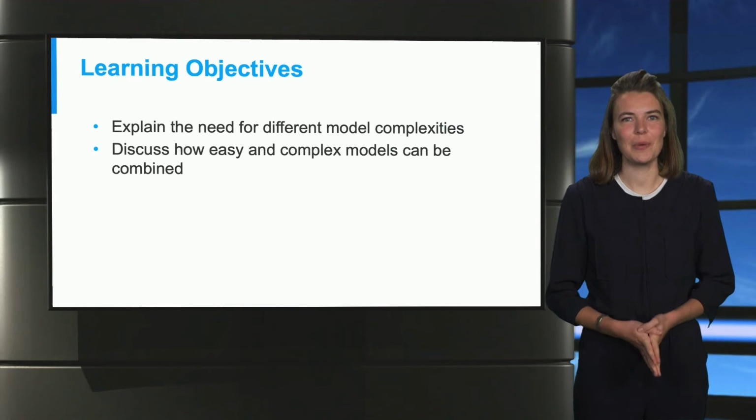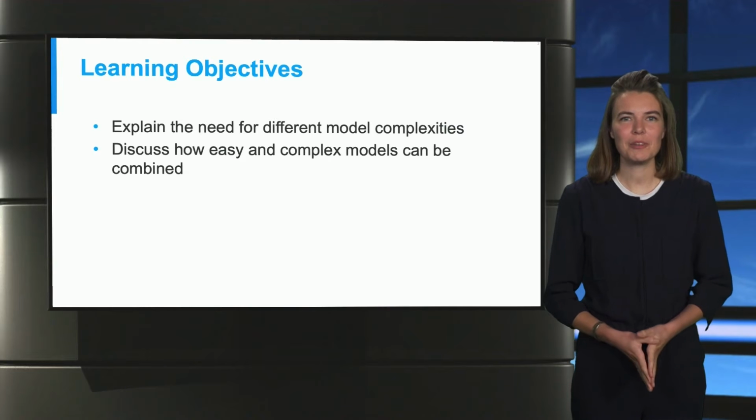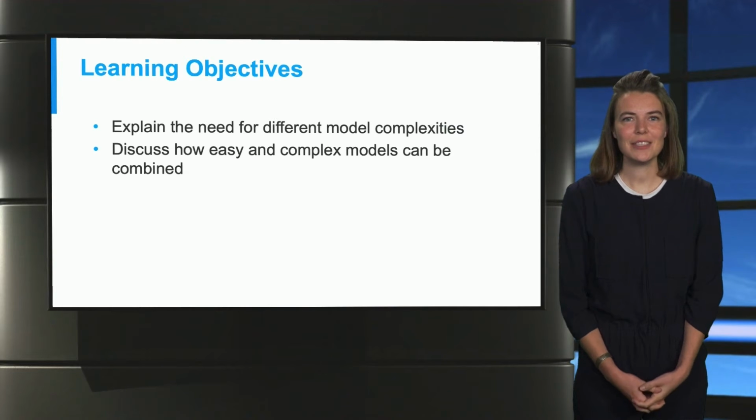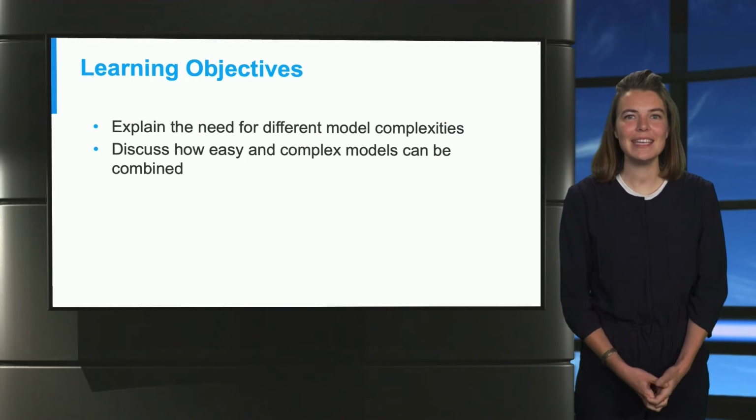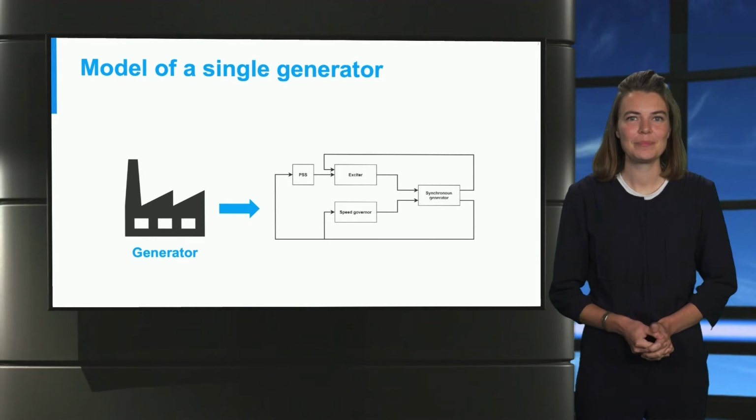There are two learning objectives. First of all, we explain why we need different model complexities, and second, we discuss how we can combine easy and complex models efficiently and robustly. Let us start with an example.